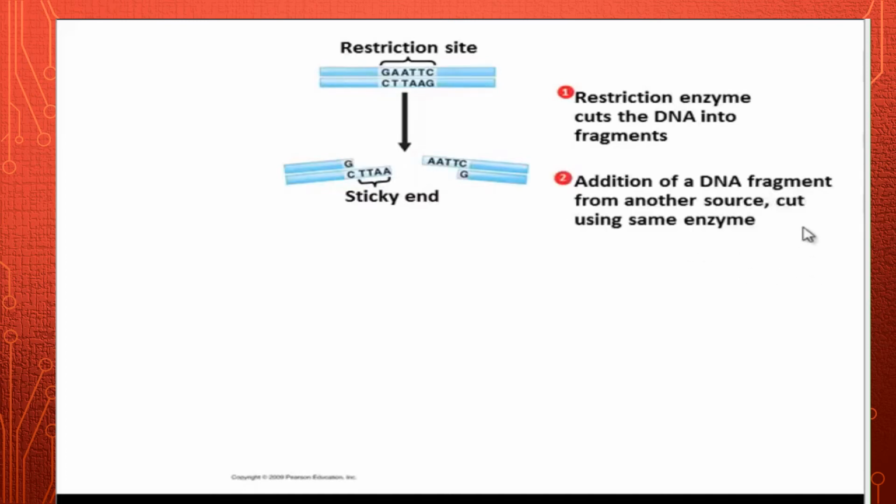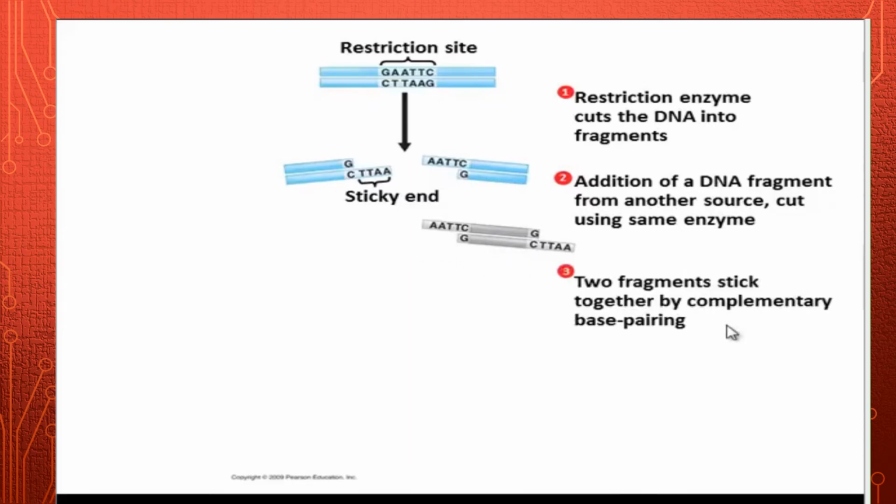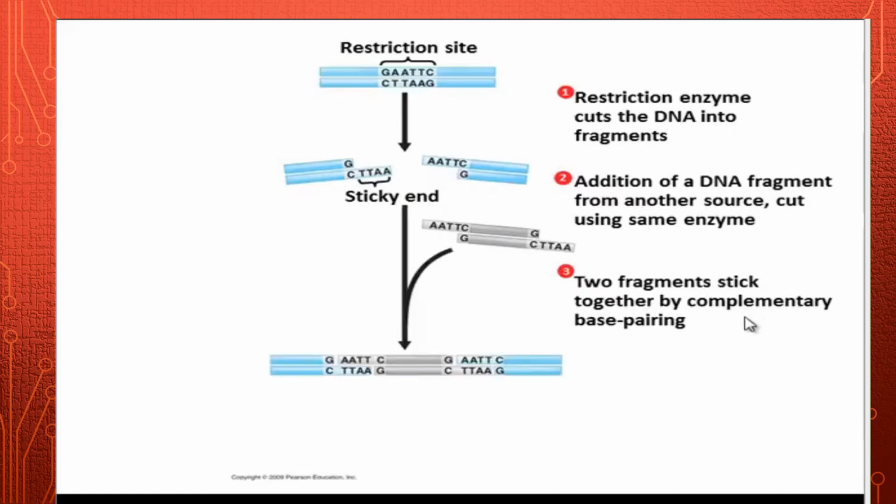Now, we're going to add DNA from another source that's also been cut using the same enzyme. And this is important because using the same enzyme means that you get the same sticky ends. So here's DNA from one organism, here's DNA from a different one, but same sticky ends. Now, these fragments are going to stick together because of complementary base pairing. So here we go. This sticky end was complementary to this sticky end, and this sticky end was complementary to this sticky end, so they naturally came together.